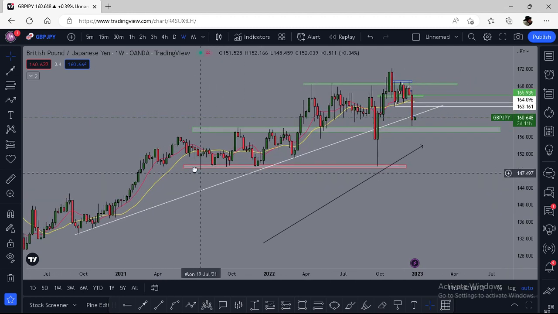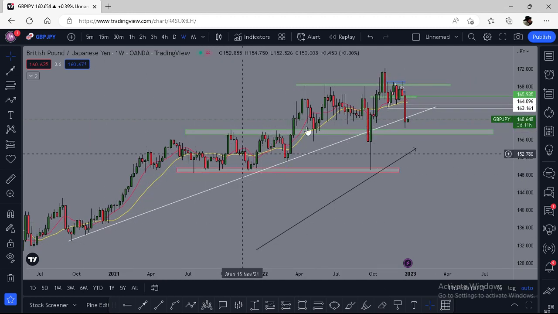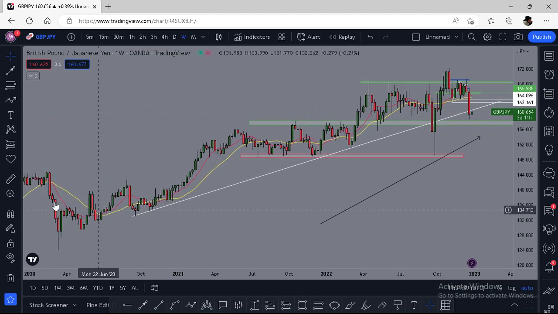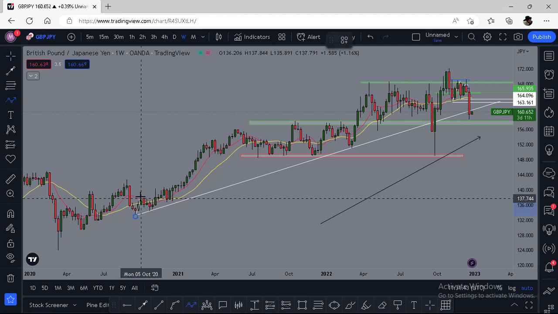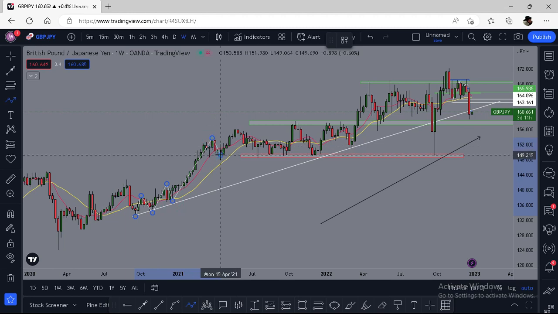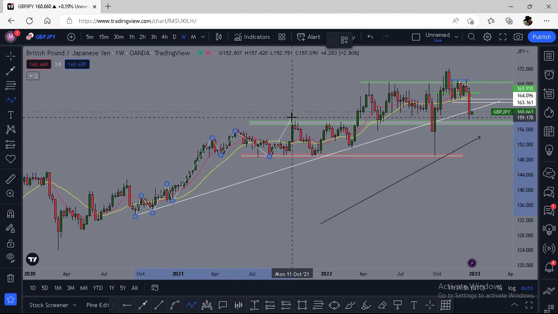So yeah, let's continue. As you can see, the market is trending. How do you also see when the market is trending? Especially when it's an uptrend, it's very easy. It creates higher lows and higher highs, as you can see. Higher lows, higher high, higher lows, higher high, higher lows, higher high.